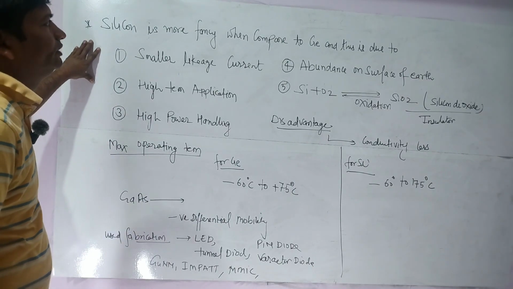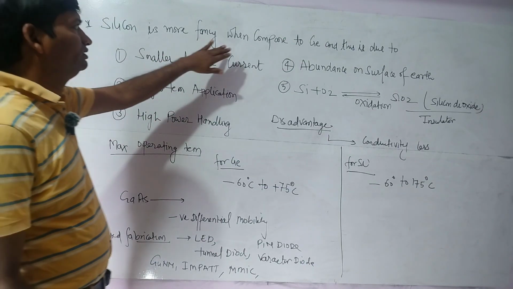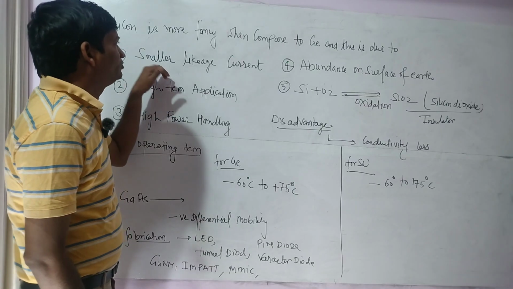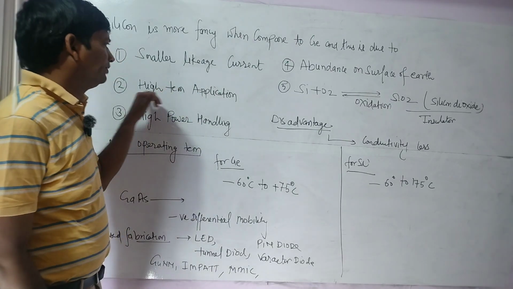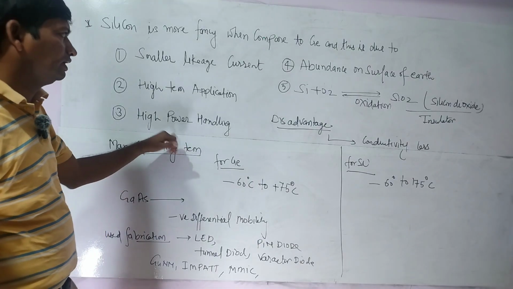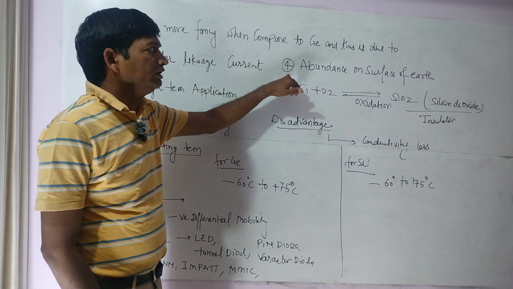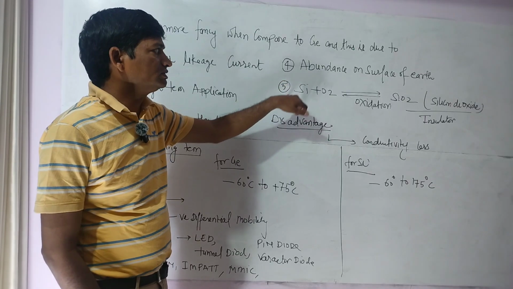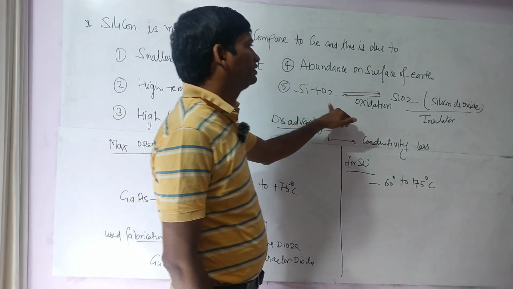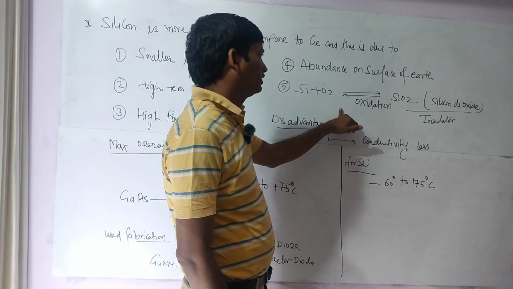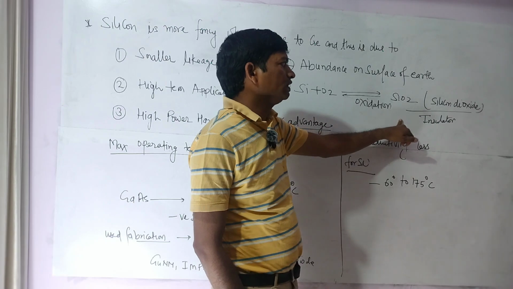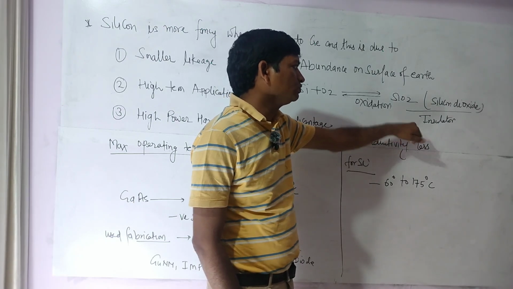Now the comparison between germanium and silicon. Silicon is preferred over germanium for these reasons: silicon has smaller leakage current, suits high temperature applications, has high power handling capacity, and is abundant in nature. Another most important property is that silicon plus O2 can easily be converted by the oxidation process into SiO2, silicon dioxide, which works as an insulator.